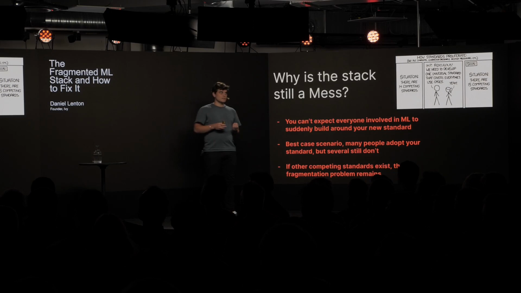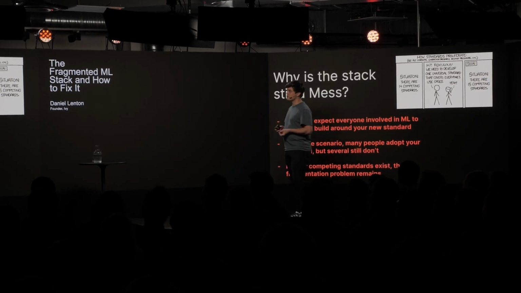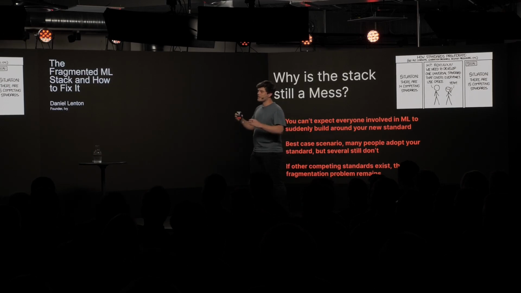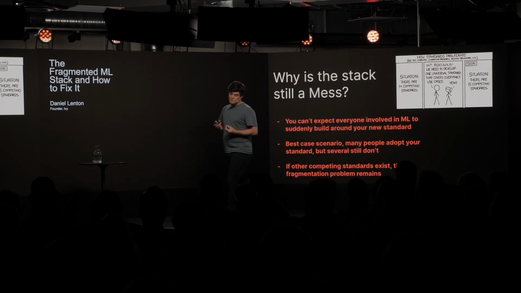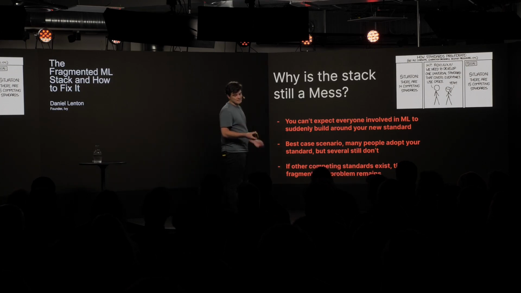So given that there's all these really good efforts to unify things, why is the stack still such a mess? Well, the answer is complicated, but to simplify things, in my view, it can be summarized with these 3 points. First of all, you can't expect everyone involved in ML to suddenly build around your new standard. Best case scenario, many people will adopt it, but several still won't. And if other competing standards then arise or exist, then the fragmentation problem will persist, and we'll have something like this.